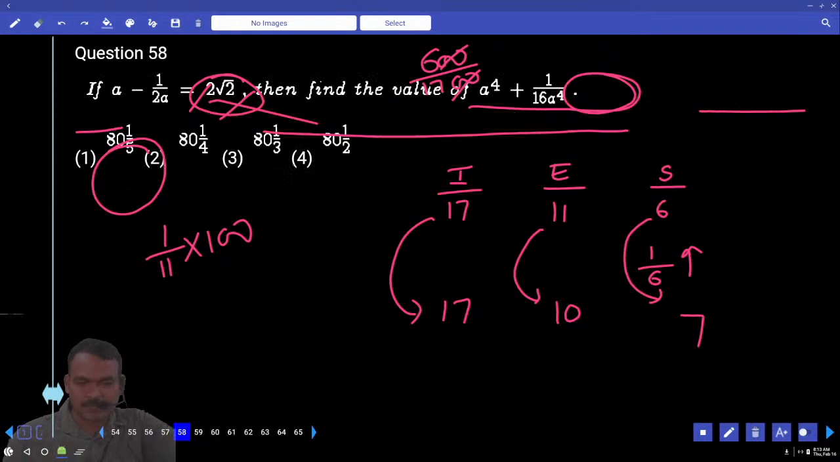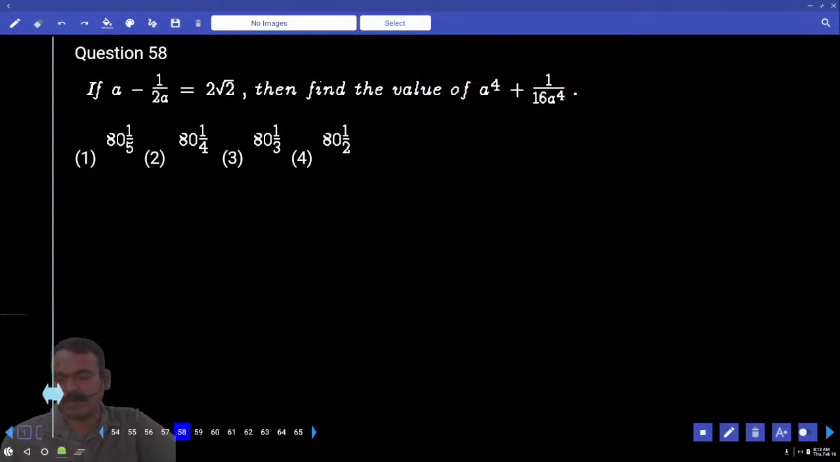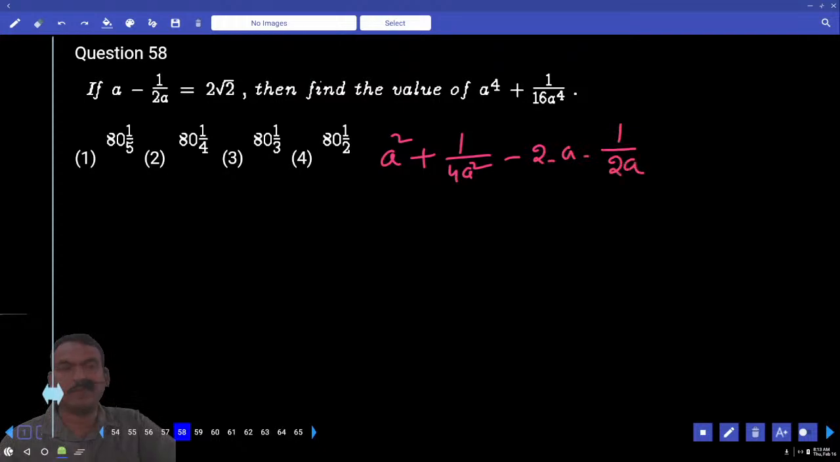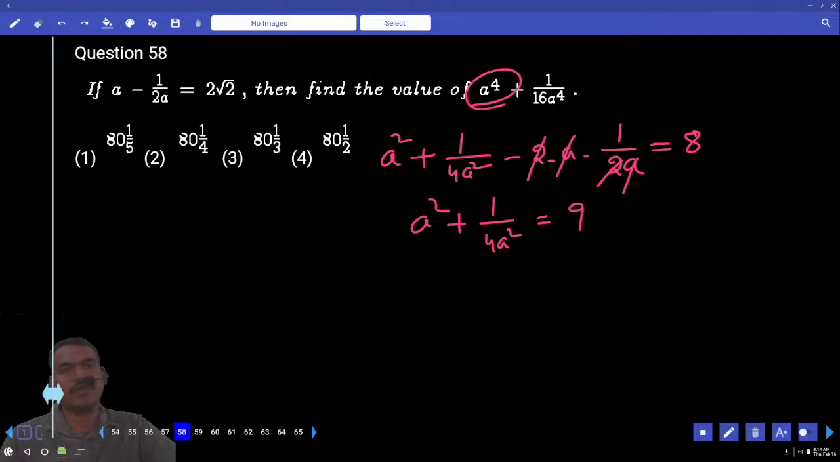Next question number 58. a minus 1 by 2a is equal to 2 root 2. Find the value of a power 4 plus 1 by 16a power 4. First, squaring on both sides, we get a square plus 1 by 4a square minus 2 into a into 1 by 2a, which is equal to (2 root 2) square. (2 root 2) square means 8. a cancels, 2 also cancels, minus 1 becomes plus 1. Then a square plus 1 by 4a square is equal to 9. Again, we require a power 4, which means squaring again.